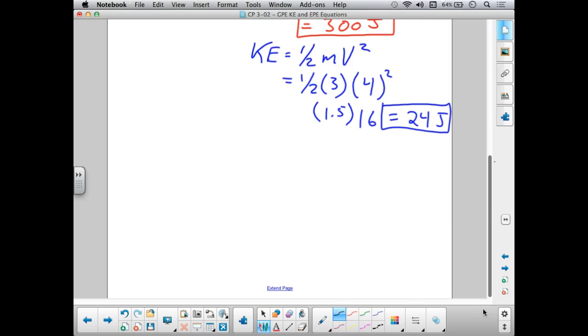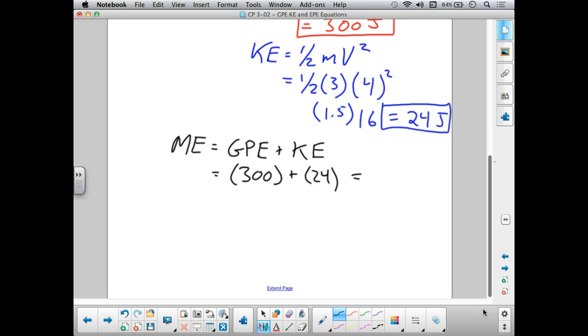in a final step: the total mechanical energy is just going to be the GPE plus the KE. I need to add them together. So that's 300 plus 24, which is 324 joules of total mechanical energy.